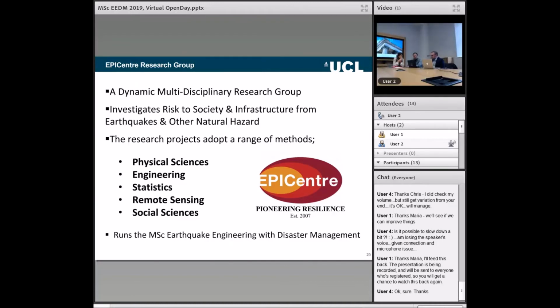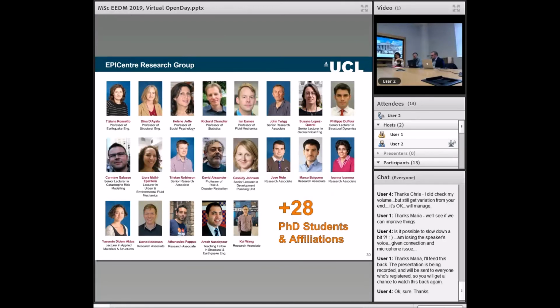There are no formal modules in some of these areas. As I said before, the program is strongly engineering focused, although there are optional modules from other disciplines. And there are seminars almost every week from people from different fields. So it's a really great research environment. We are quite a big group. Here you can see some of the faces.